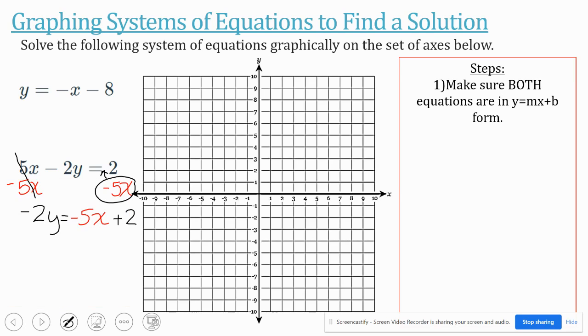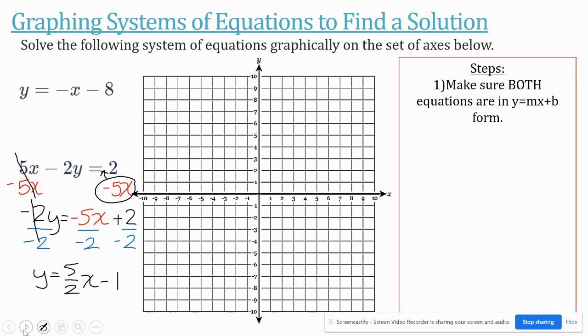Okay, now let's divide everything by what's in front of y to get y by itself. Remember, we want to solve for y, so we want to isolate. That cancels here, so we're left with y equals. Now we have negative 5 divided by negative 2. A negative divided by a negative gives us a positive, but we're not able to simplify that fraction, so we're just going to leave it as a positive 5 over 2x, and then 2 divided by negative 2 gives us negative 1. Okay, so now both of these equations are in slope-intercept form. Let's go to the next step.